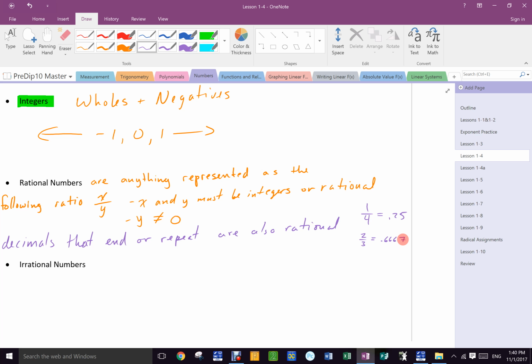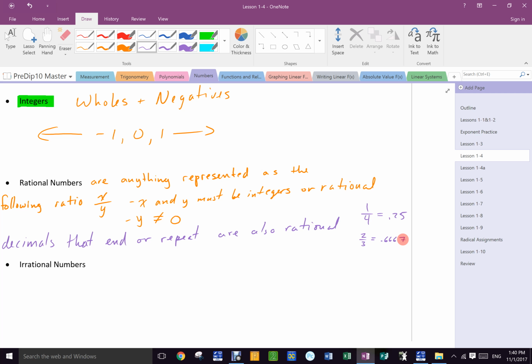Is this a rational number? 1, 2, 3, 4, 5, 6, 7, 8, 9, repeated again and again. How long can I do that? As long as I want, it still stays rational. But what if I do this? 1, 2, 3, 4, 5, 6, 7, 8, 9. Is that rational? Yes, because it ended.